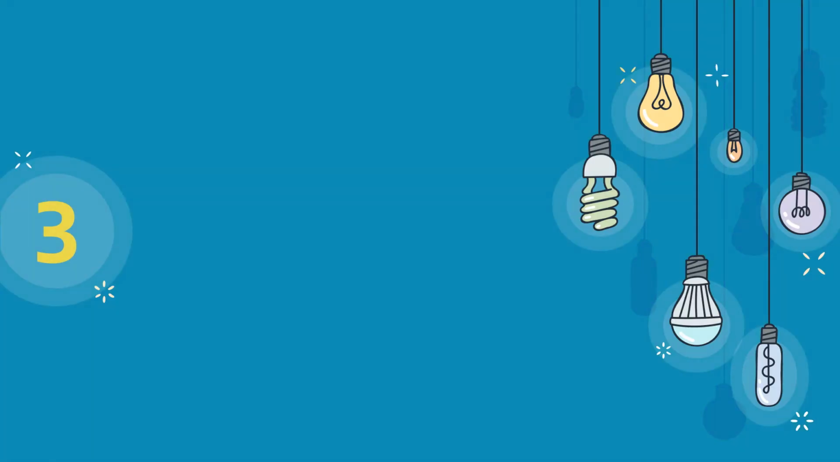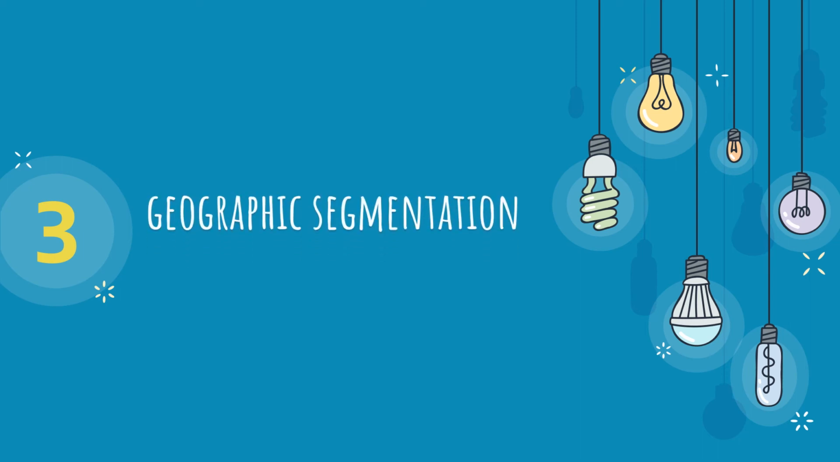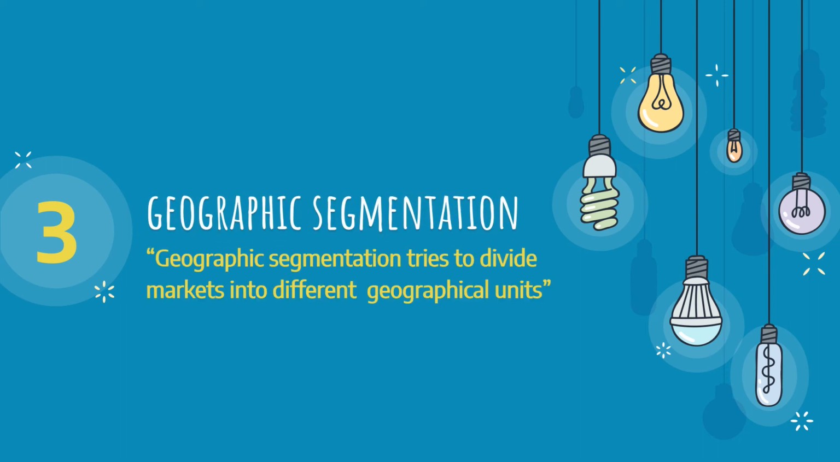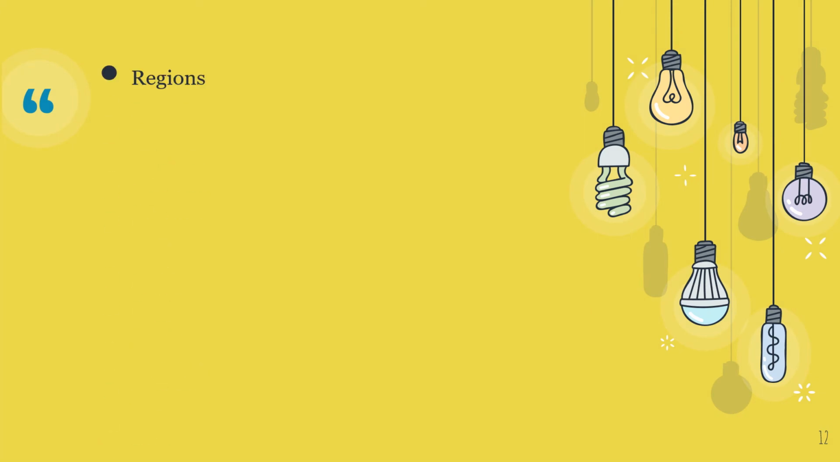Let's move on to the next segmentation. This is geographic segmentation. Geographic segmentation tries to divide the market into different geographical units. What are these units exactly? Let's have a look. These units include regions. So if we were to talk about India, it would be north, south, east, northeast, etc. When it comes to countries, it can be categorized based on the size of the country, what is the development like, what are the membership of geographic region, etc.